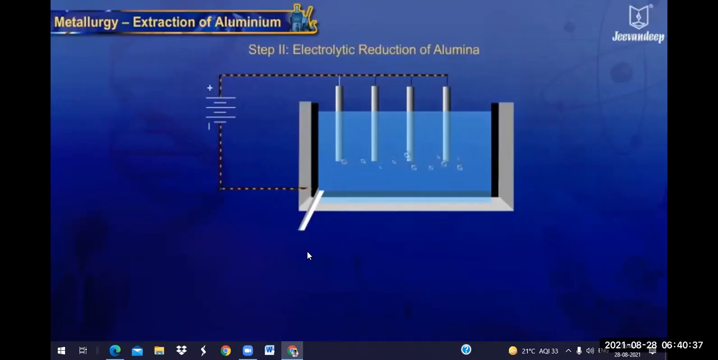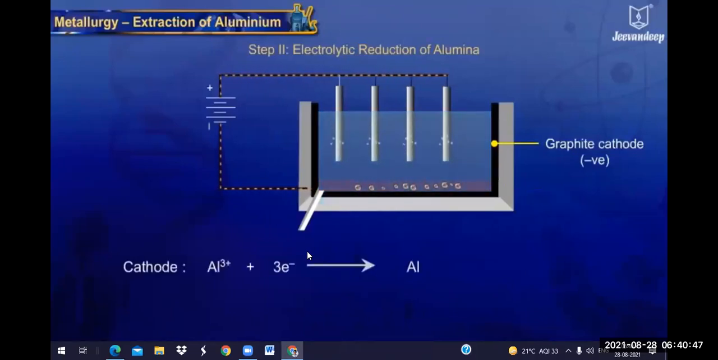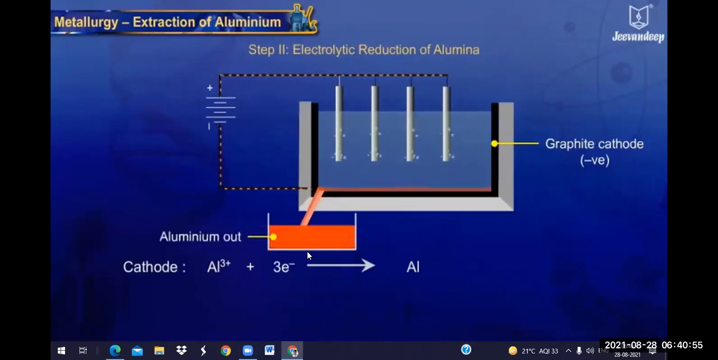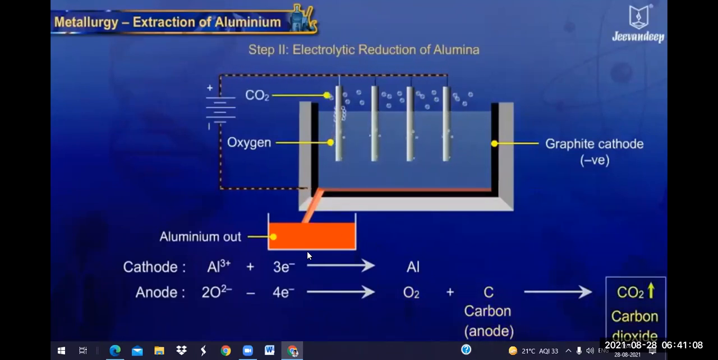On passing electricity, aluminium is obtained at the cathode. Being heavier than the electrolyte used, molten aluminium sinks to the bottom of the tank, from where it is removed periodically. Oxygen liberated at the anode reacts with the carbon anode and forms carbon dioxide, due to which the depleted anode has to be replaced from time to time.